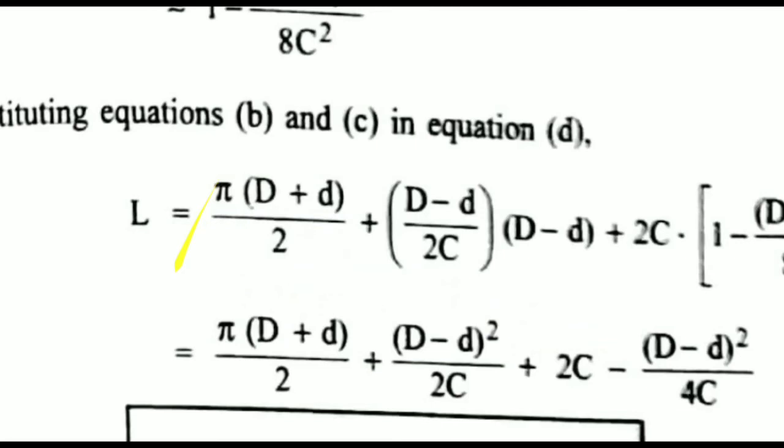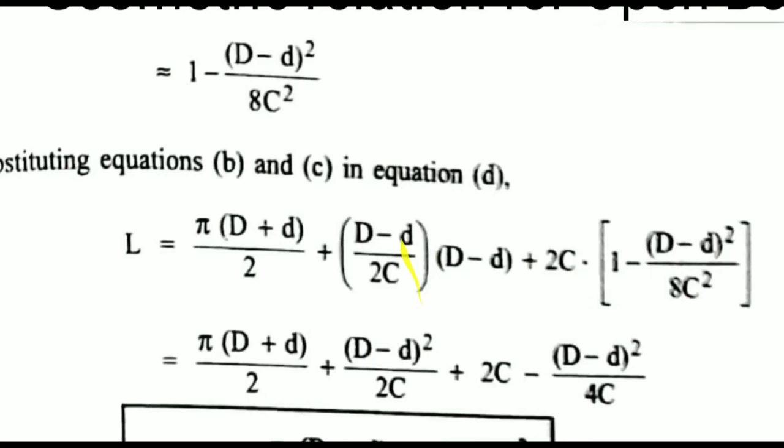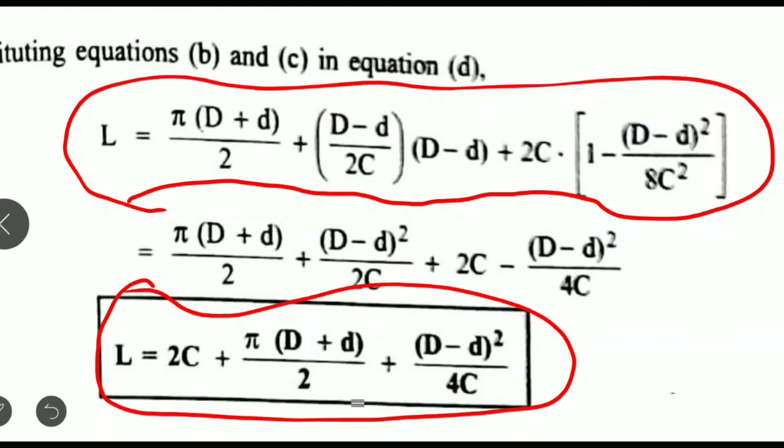Now we got this equation. All these equations we should put in the length equation, and you will get L is equal to pi into D plus d divided by 2, plus D minus d into D minus d, plus 2c into 1 minus D minus d bracket square over 8c square. By rearranging this equation in simplified format, we will get the final equation for the length of the belt: L is equal to 2c plus pi into D plus d divided by 2, plus D minus d bracket square divided by 4c. So this equation we are going to use for the numericals. Now remember, here there is always a minus sign. Always remember, for the open belt drive, a minus sign.